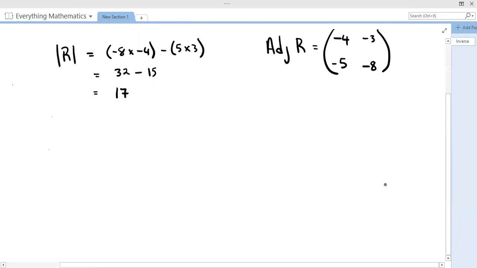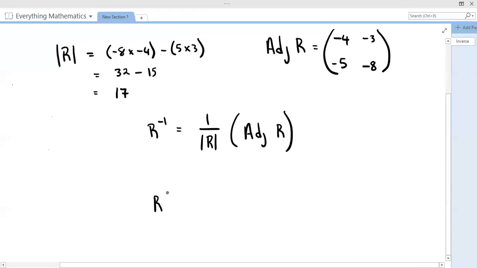This is all we need for the inverse. All we need to do now is put them together. So remember, R inverse is the same as 1 over the determinant of R, multiplied by the adjoint of R. We have everything here. So R inverse is equal to 1 over 17, which is the determinant, multiplied by the adjoint, which in this case is -4, -5, -3, and -8. Story done. That's it.